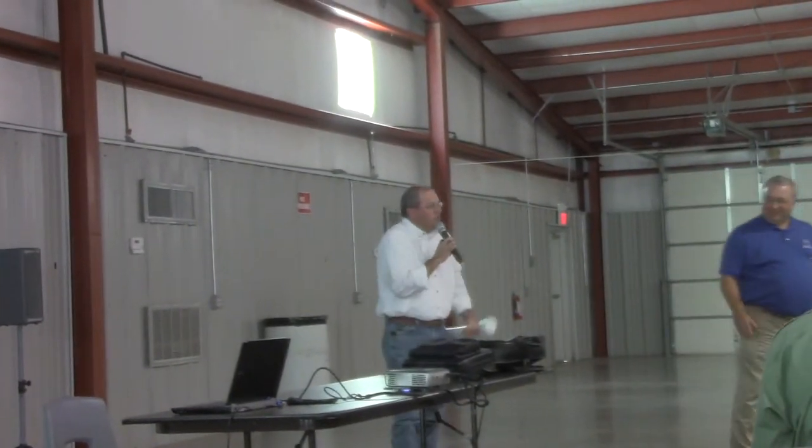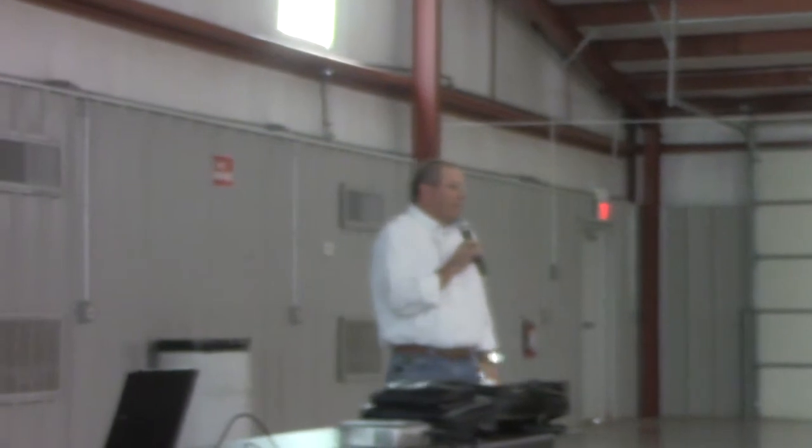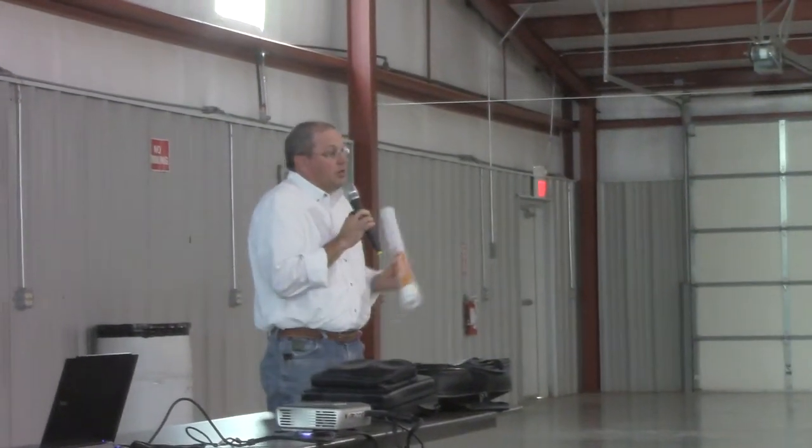I'm going to change gears here just a little bit on the sensor technology, and right now we're going with canopy temperature. So we're going to switch gears from soil moisture and start talking about canopy temperature. Why do we want to measure canopy temperatures? What I'm holding here in my hand, this is our temperature probe.